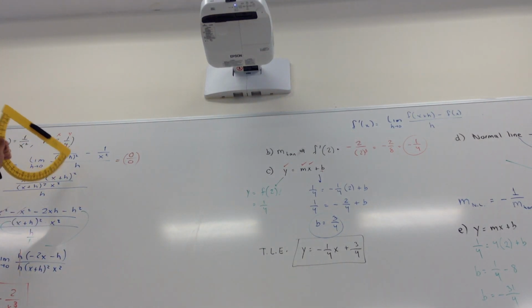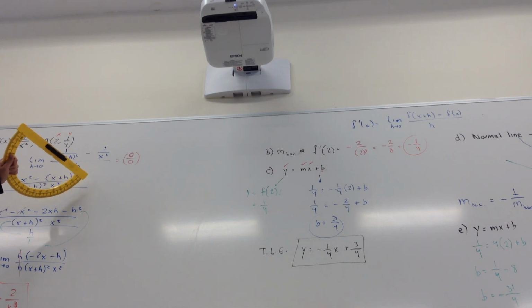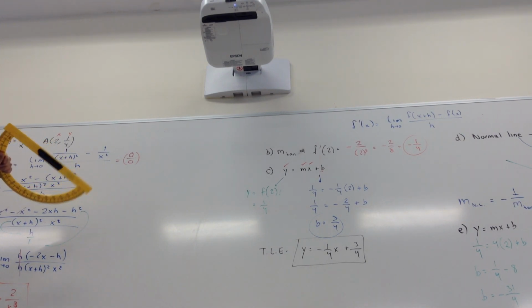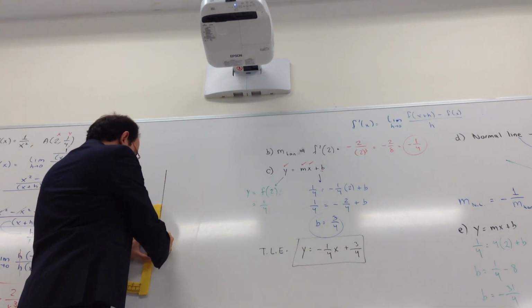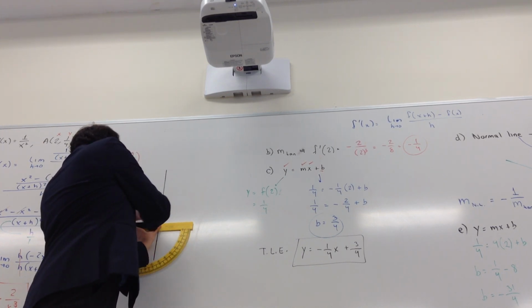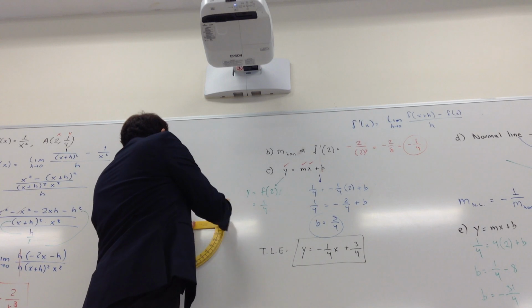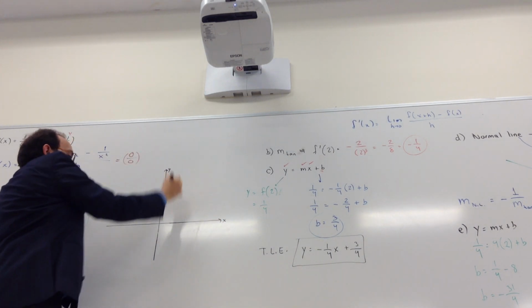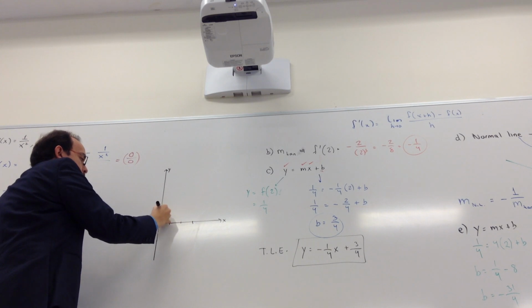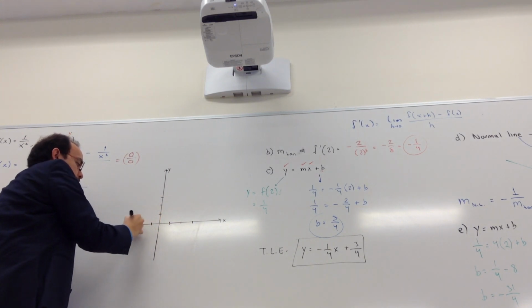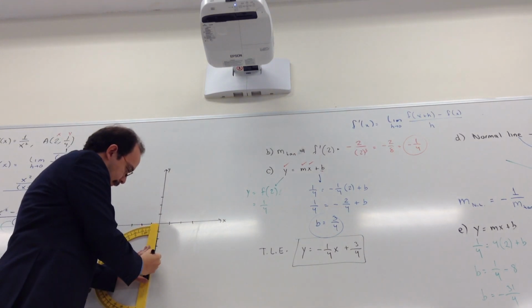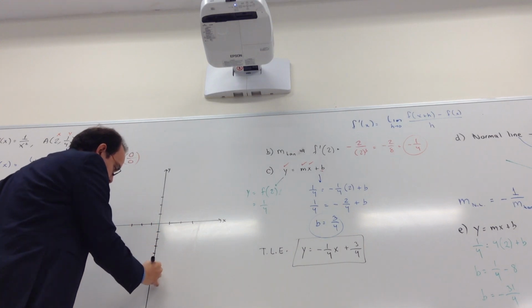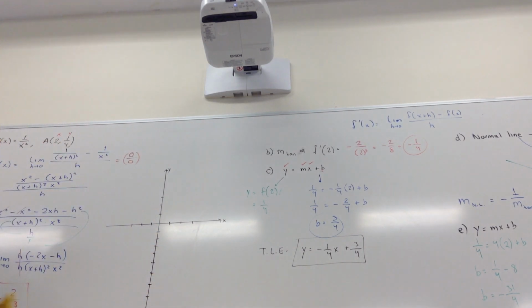Let's grab the function, the tangent, and the normal line. Okay. 1, 2, 3. 1, 2, 3. 1, 2, 3. 4, 5, 6, 7, 8. Very good. Fine. First, the graph of 1 over x squared.